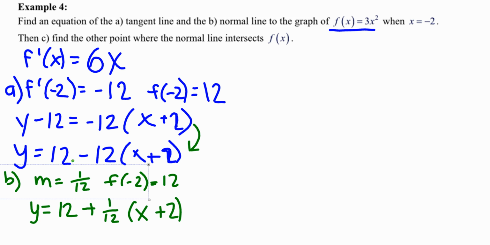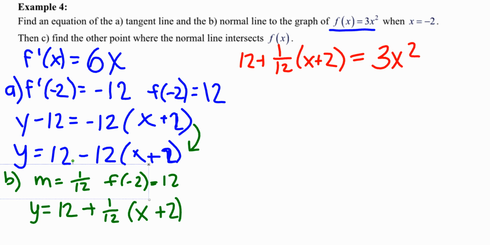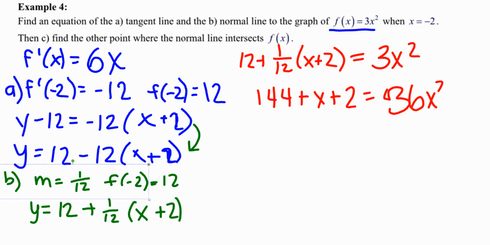We're not sure. Okay, so I'm going to just start out with that. Where does this normal line, where's another point where it intersects this graph? Alright, I don't like fractions. Actually, I really do like them, but I'm going to get rid of them anyway. So I'm going to multiply both sides by 12. Okay, so I get 144 plus x plus 2. And 3 times 12, 36, x squared.